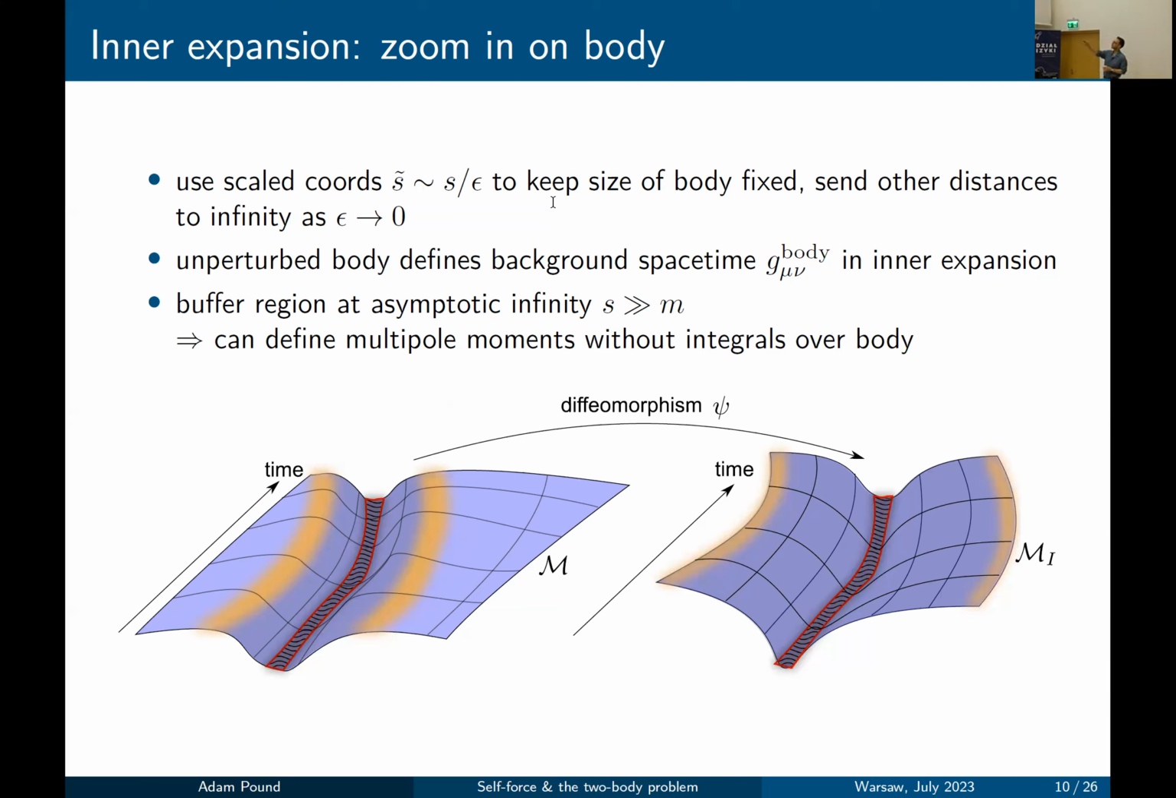Then what you can do is go out to infinity in this expansion, meaning just the buffer region, because I've sent that buffer region out to infinity. You can go out to that infinity, and you can measure multipole moments of the spacetime. And it's going to be those multipole moments that feed from this inner expansion out into the outer expansion. That's going to be the only information that feeds from the inner expansion to the outer. Just the multipole moments of the body.